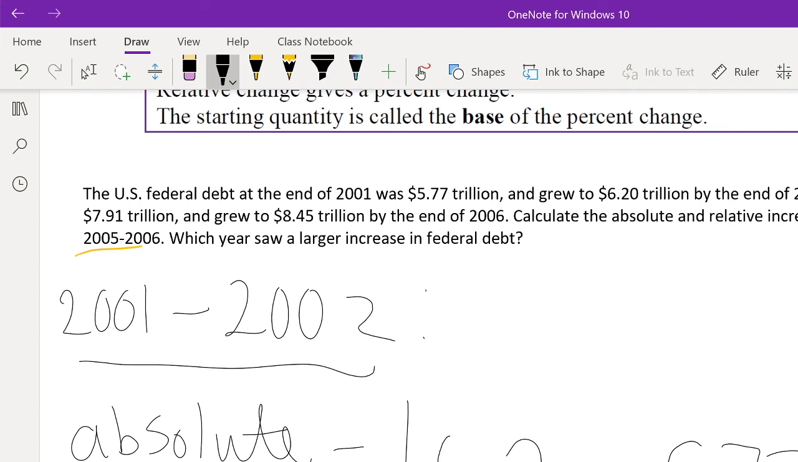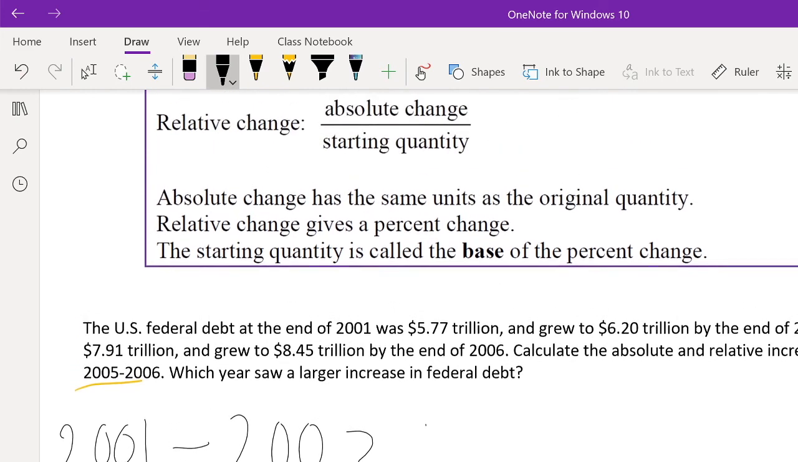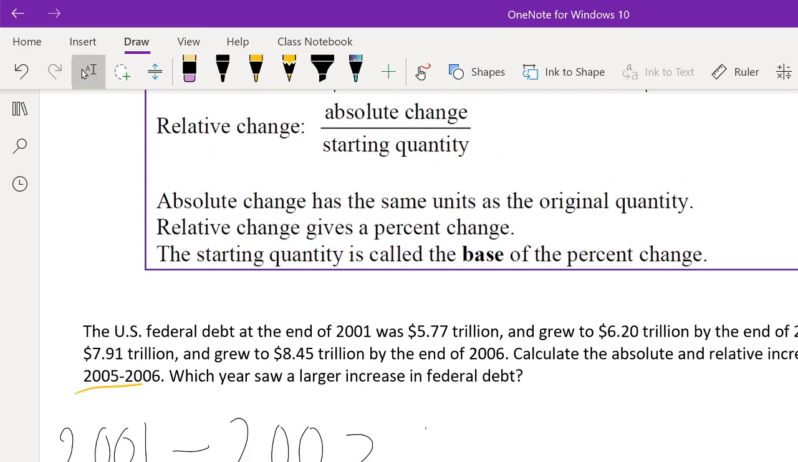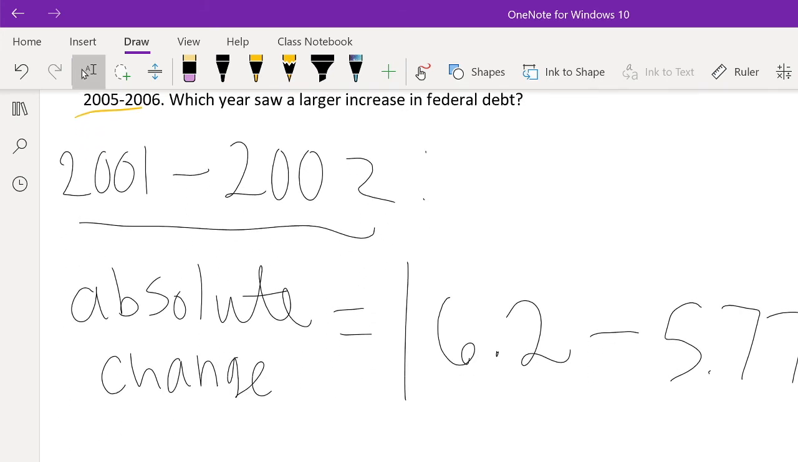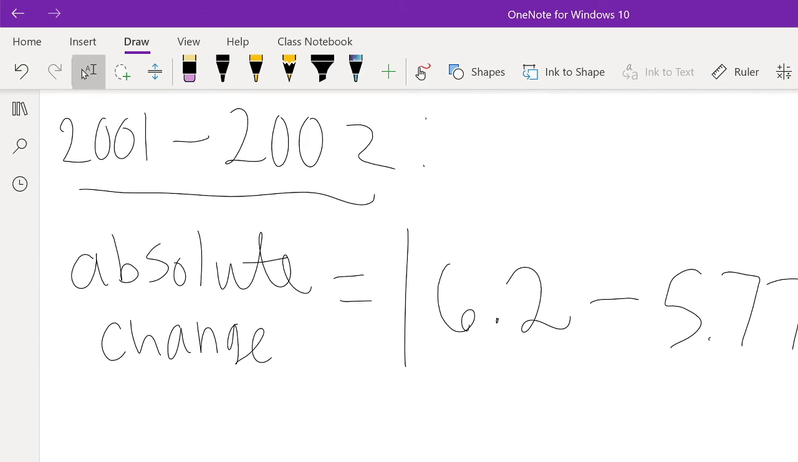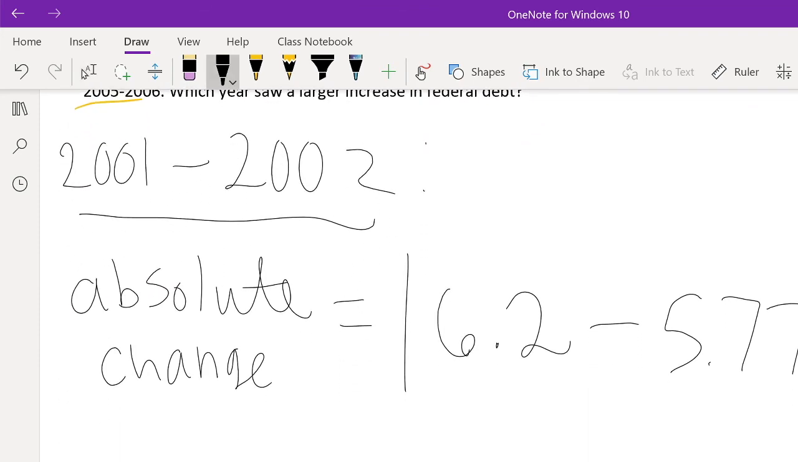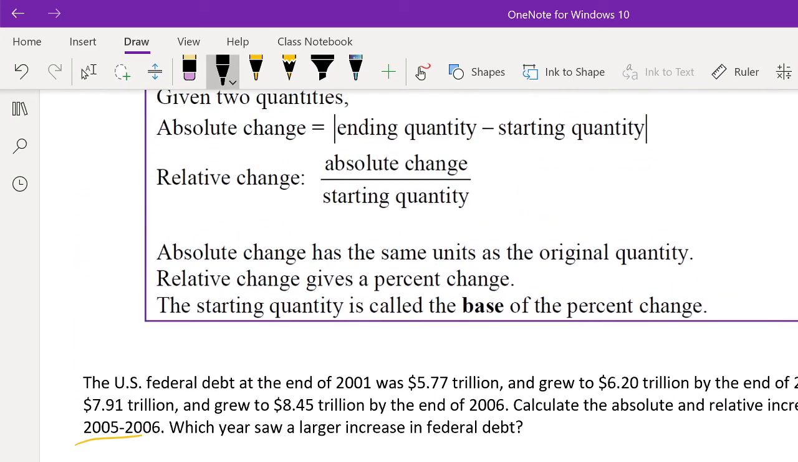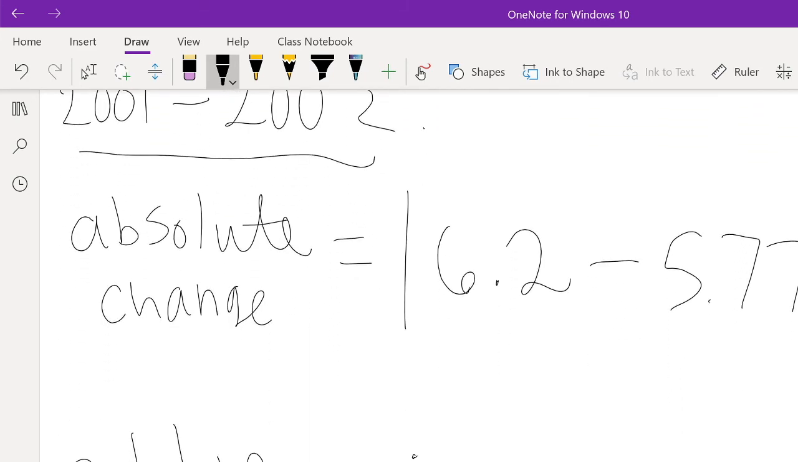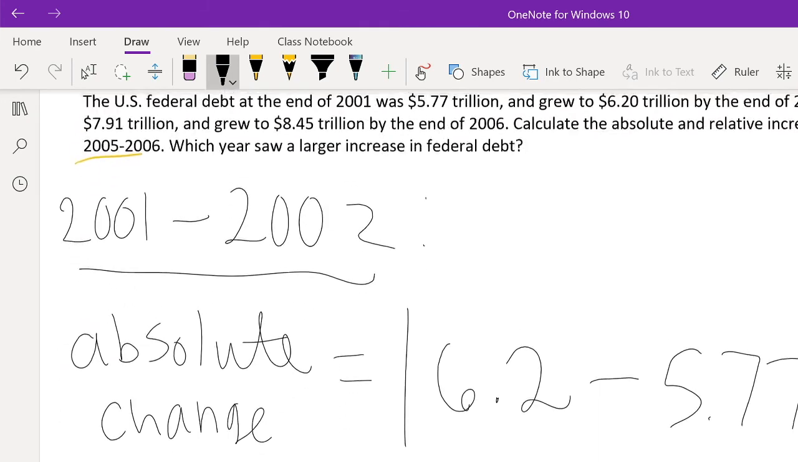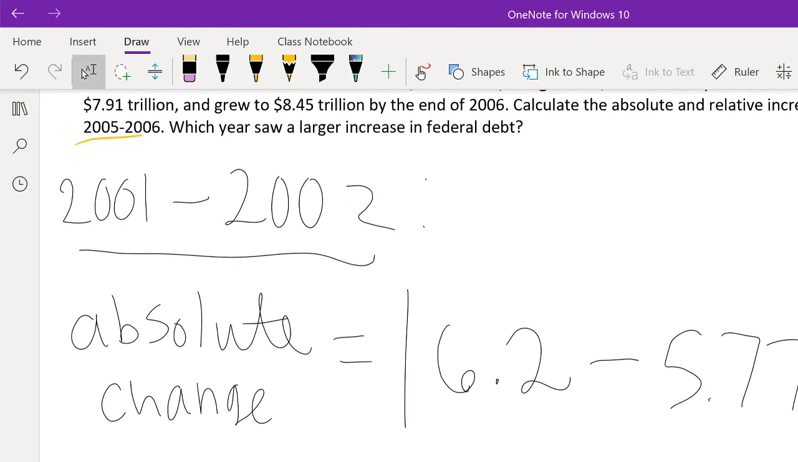Now let's calculate in terms of the relative change. All right, again, comparing it to the starting quantity. Is this good? Is this bad? I mean, I'm not sure. It went up, but how much did it? What is the actual value there? So relative change. All right, so looking at our formula, absolute change, which was $0.43 trillion, over the starting quantity, which was 5.77.